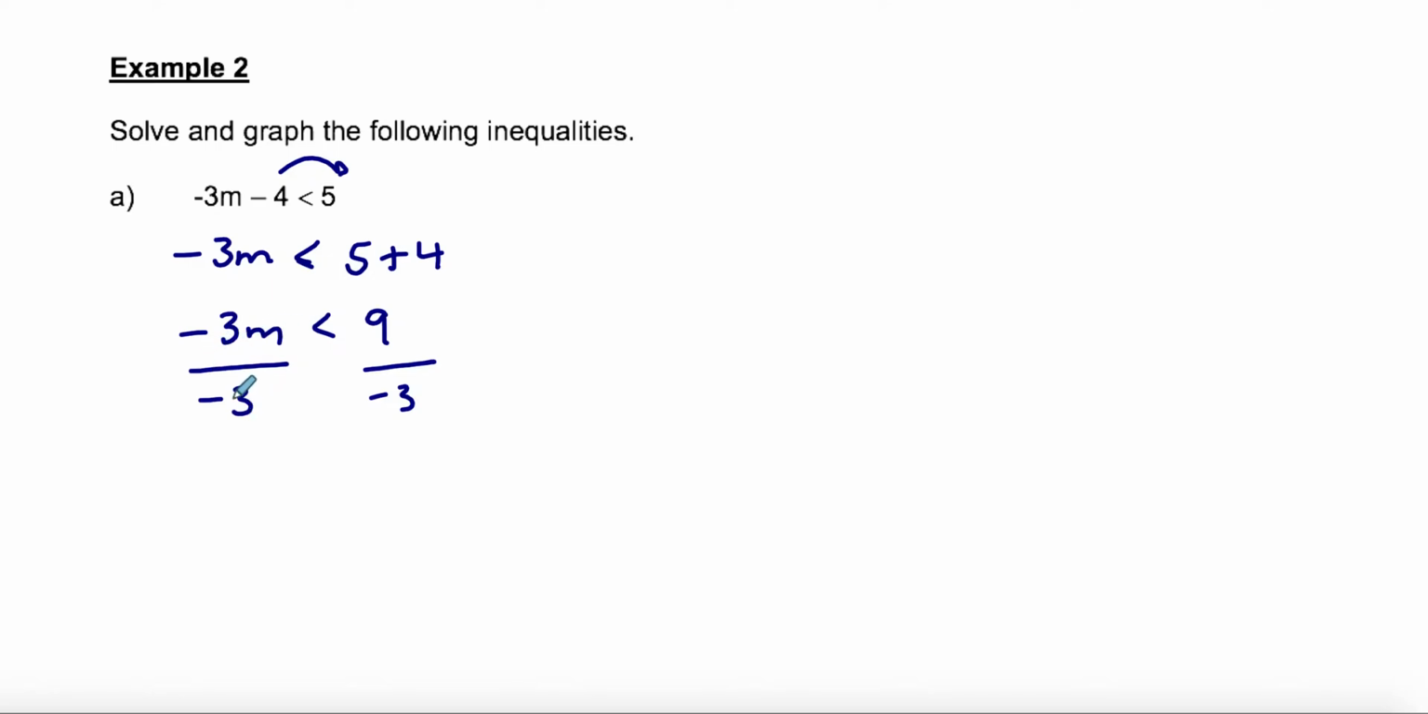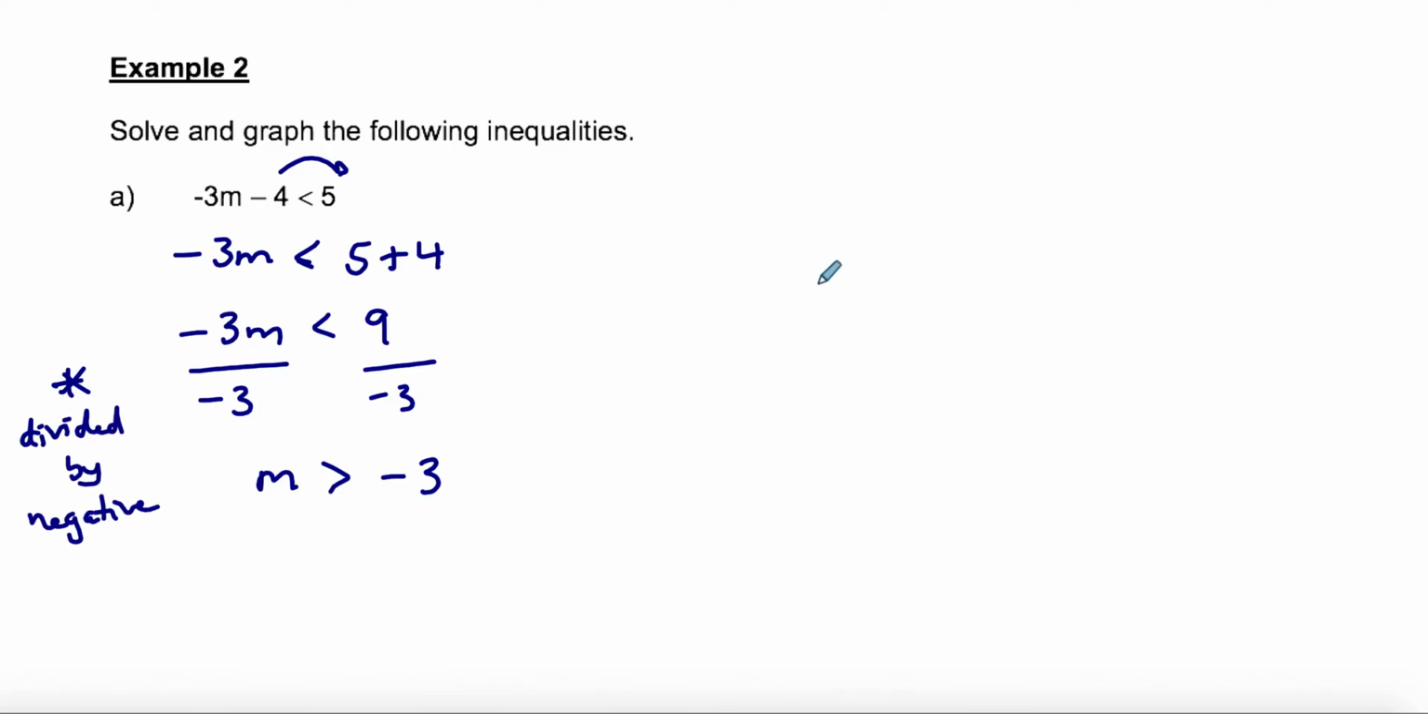There is an important thing here right now, is that I have to divide by a negative number. So when I multiply or divide by a negative number, the direction of my inequality has to change. So my final answer for this one is m is greater than negative 3. So maybe put a little star beside that. I divided by a negative.